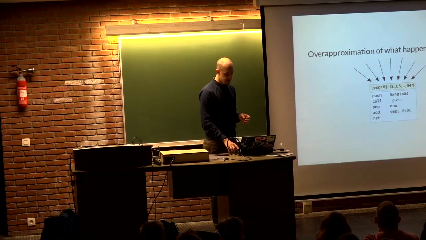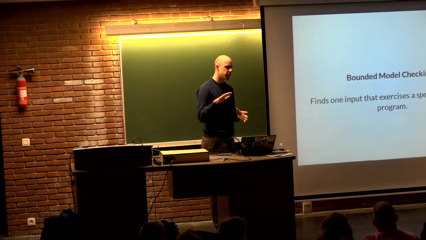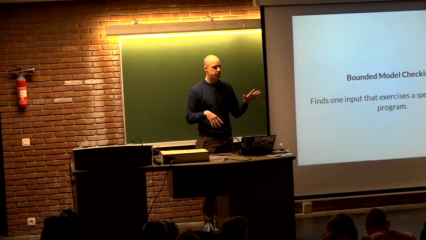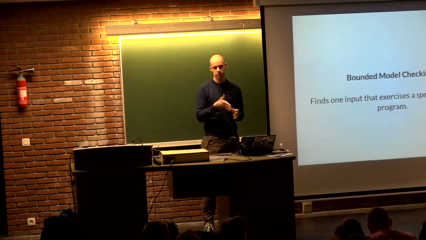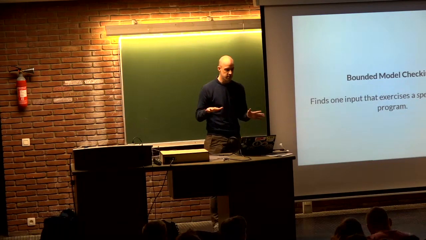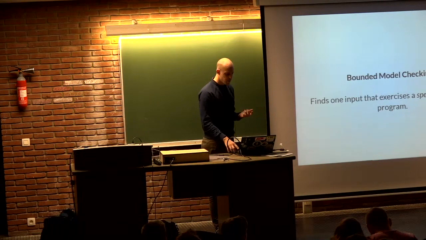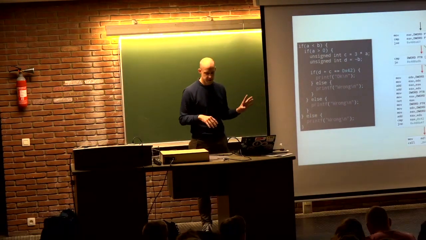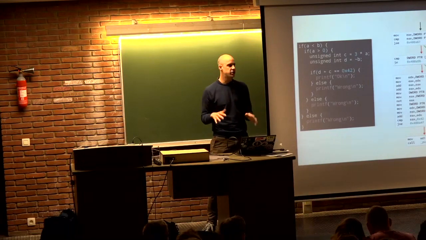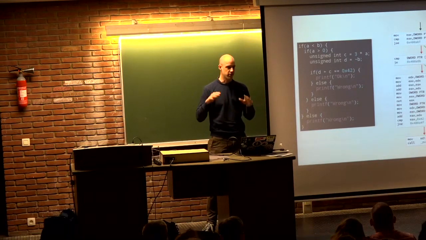Another thing is called bounded model checking. As opposed to abstract interpretation, with bounded model checking we only care about one specific path throughout the program that is feasible under a set of constraints. One example where we could use this is, OK, this code is a bit artificial, but it implements some kind of sanity check on a network protocol or a file system format.